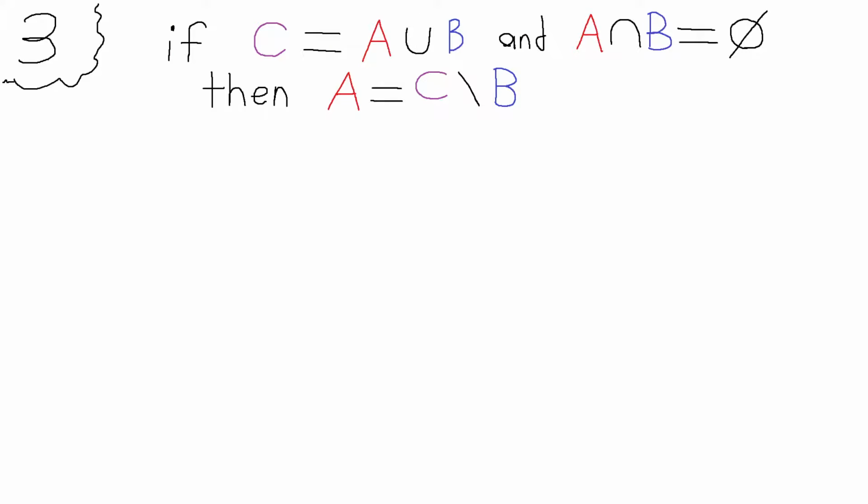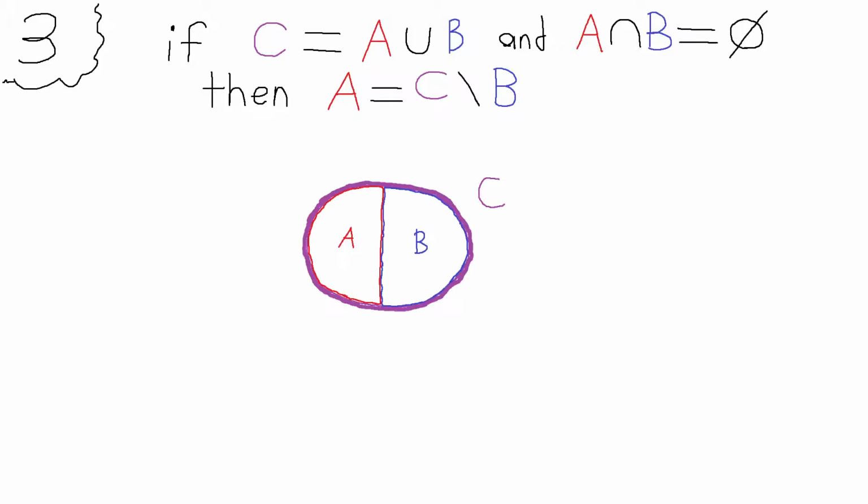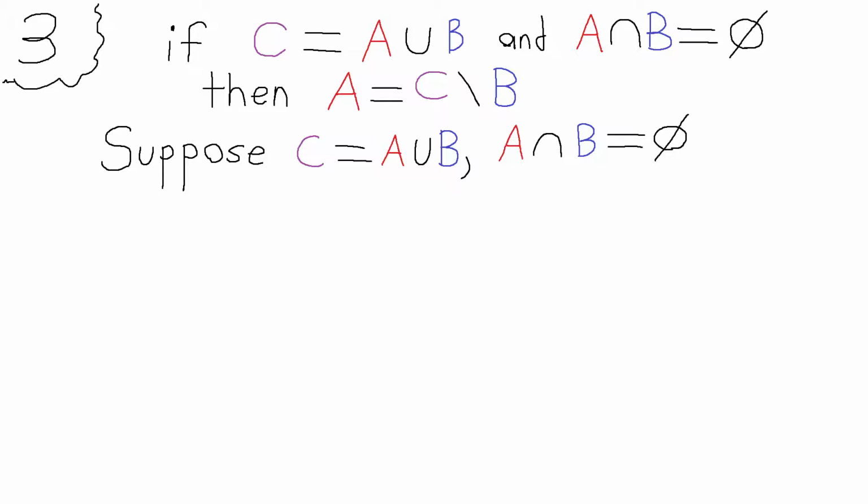If C equals the union of A and B, and the intersection of A and B is the empty set, then show that A equals the complement of B and C. Drawing a picture, we see this essentially amounts to the fact that if A and B partition a set C, then the complement of A or B is just the other set. So to start this problem, we suppose that C equals the union of A and B, and that the intersection of A and B is empty. We have to show that A equals the complement of B and C.